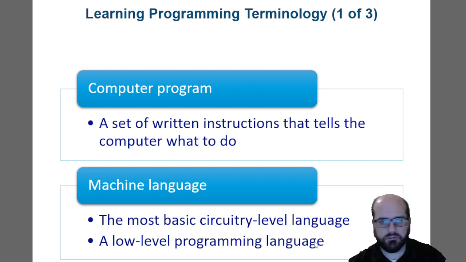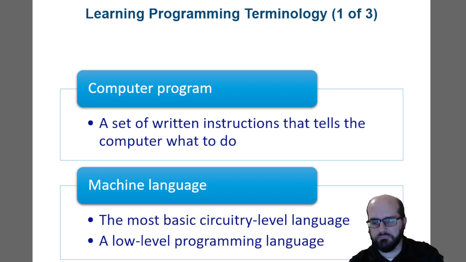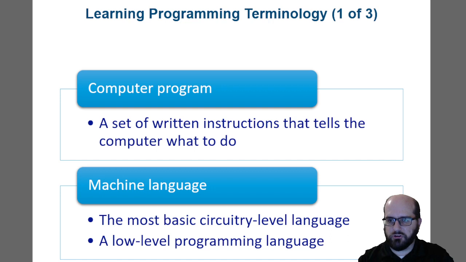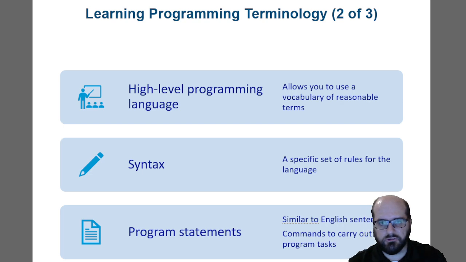A computer program is a set of written instructions that tells the computer what to do. Computer programs are typically made in a language that the user, the actual programmer, can understand. But at the most basic level, there's something called machine language, like binary code. It's the most basic circuitry level language, and we consider that a low level language because it's close to the circuitry.